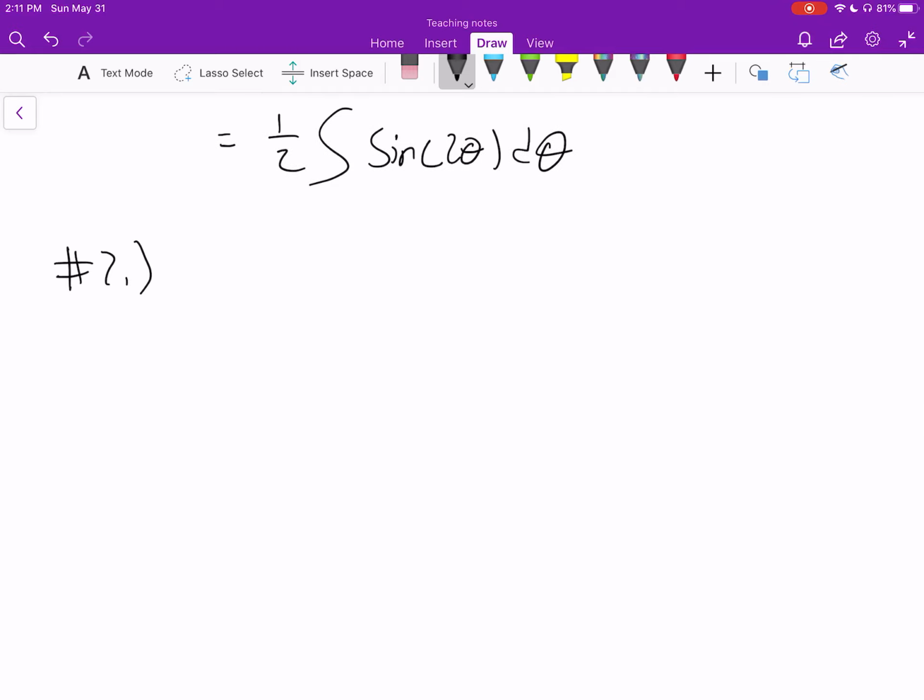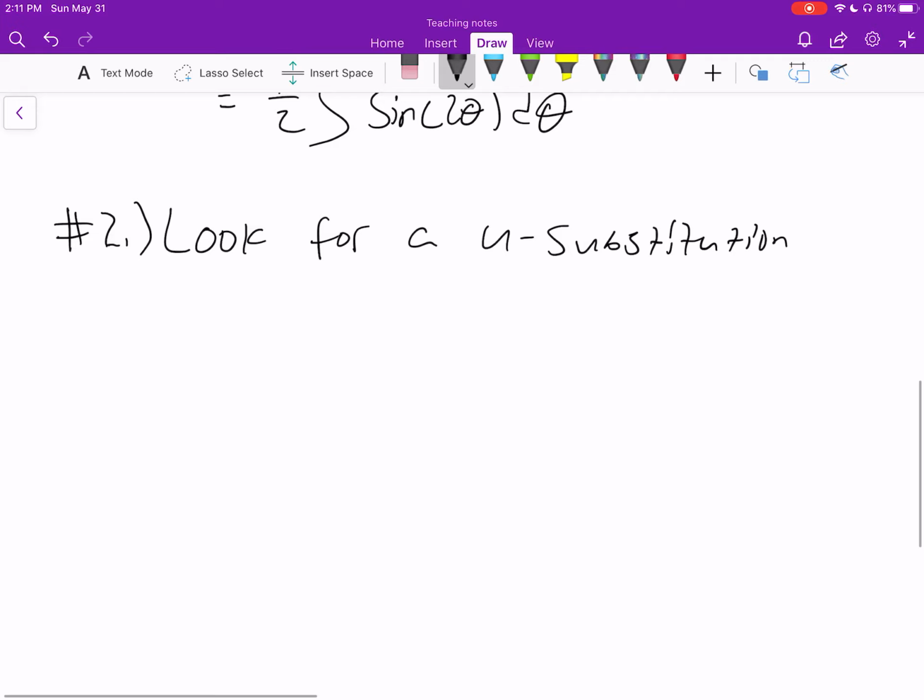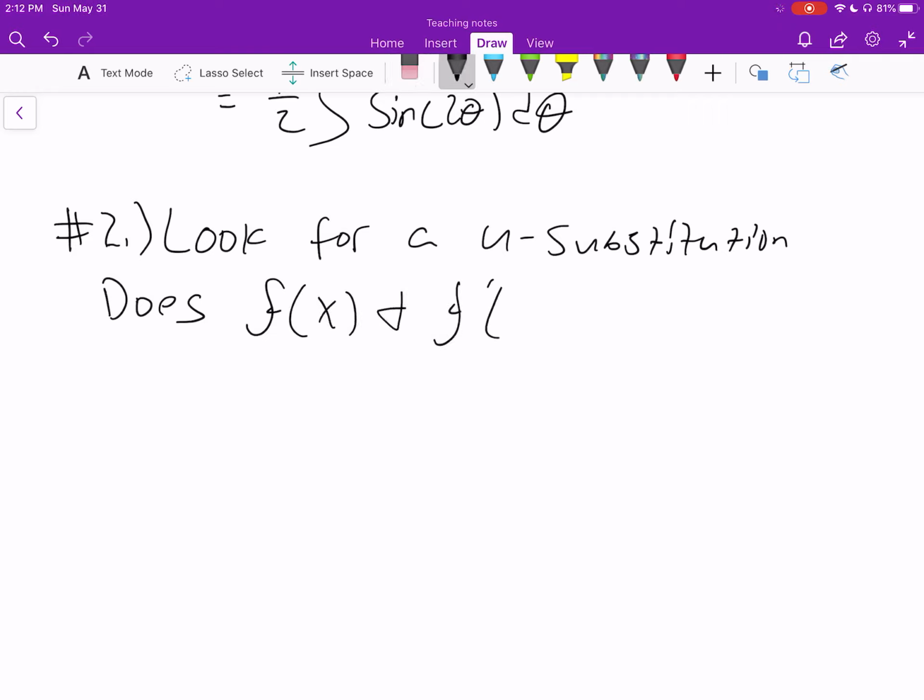So number 2 is the first step I always go through: look for u substitution. Just as an example, look for u substitution. Does f of x and f prime of x appear in the integral?